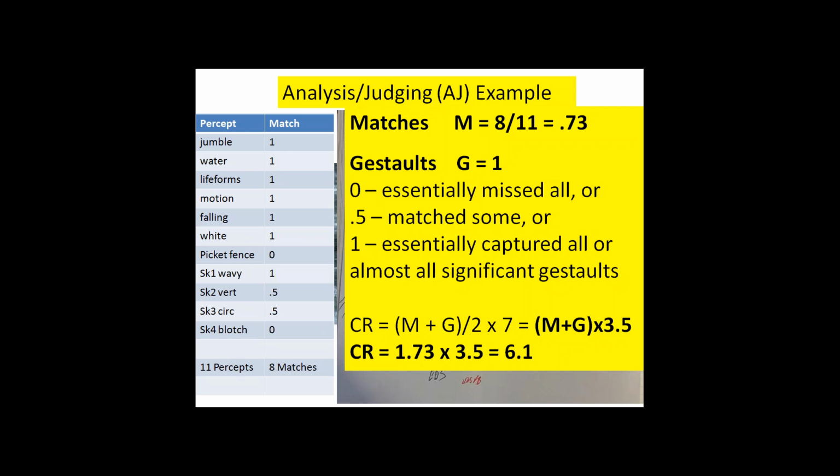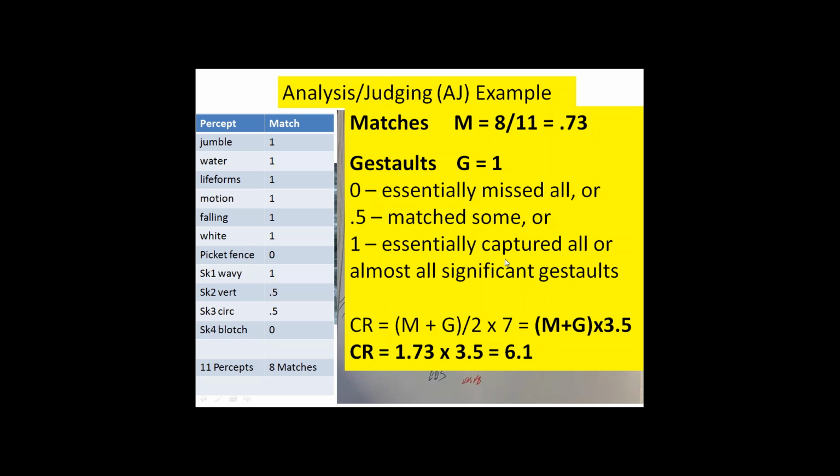Now, let's talk about the gestalts. So here are the matches, 8 out of 11, that gives me 0.73. Gestalts, the way Joe does this, and I just picked it up exactly how he did it. I thought about doing it somewhat differently, and I decided, no, let's just use this approach, which permits 0, 0.5, or 1. So as a judge, you have to make a judgment on whether or not that picture gets the major gestalts, basically captures all the significant ones, or enough.